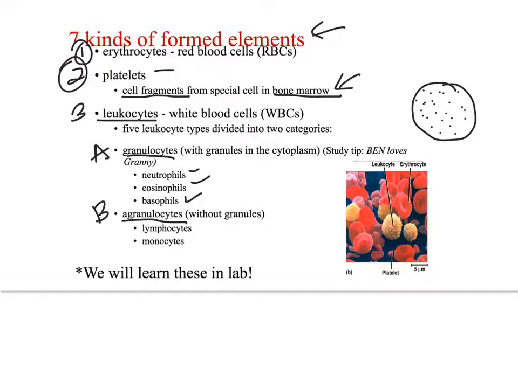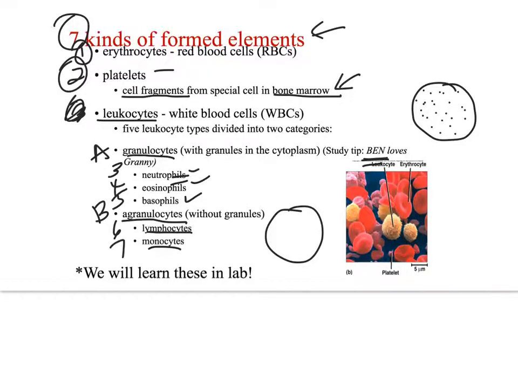In my mind, to remember this, I always say Ben and Phil. So you remember the Phil part too. Ben loves Granny is how I remember those. Then agranulocytes, their cytoplasm doesn't have those granules, so they're clear. Those kinds are lymphocytes and monocytes. If we go back and count the 7: 1, 2, 3, 4, 5, 6, 7.